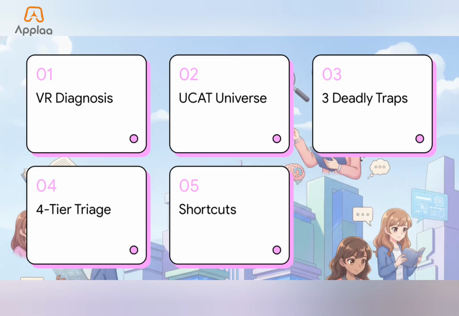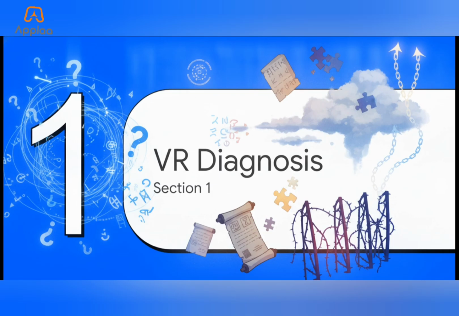Okay, let's dive right into this. Here is our 5-part treatment plan for today. We'll cover the verbal reasoning diagnosis, the rules of the UCAT universe, the 3 deadly traps, the 4-tier triage system, and finally, time-saving keyboard shortcuts. Let's get to it. So, starting things off with part 1, the verbal reasoning diagnosis.